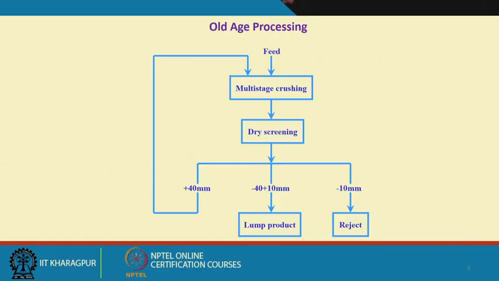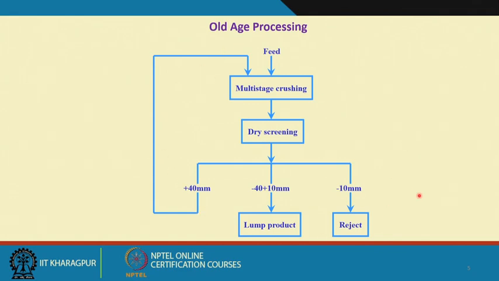So, what did we used to do? You have a run of mine ore, that is the feed, and then you go for multi-stage crushing, so that I do not produce much of this minus 10, because I will not be getting any money for that. And then you go for dry screening, because these are coarse materials, and you take out minus 40 plus 10, that is called the lump product, plus 40 you recycle back, and minus 10 you are simply rejecting.